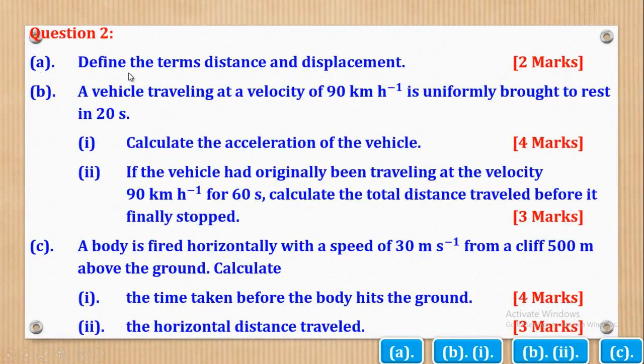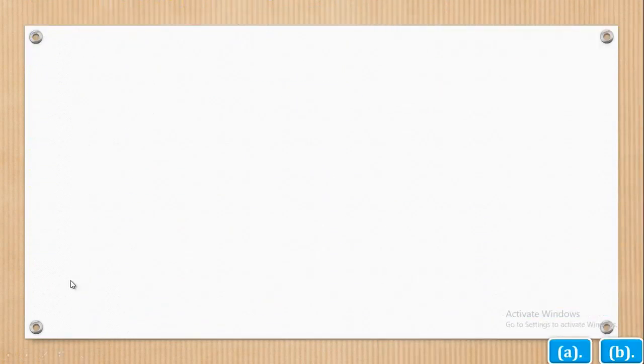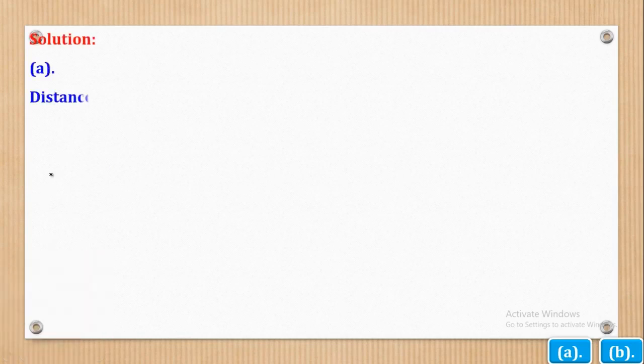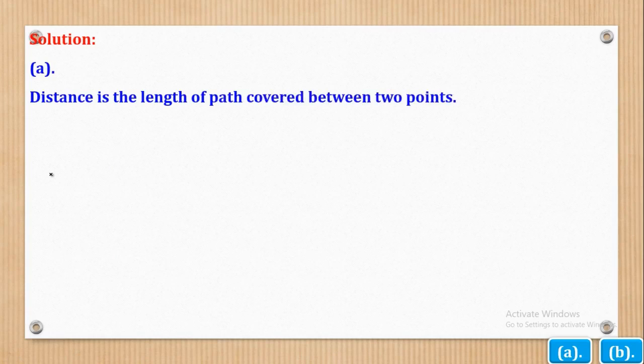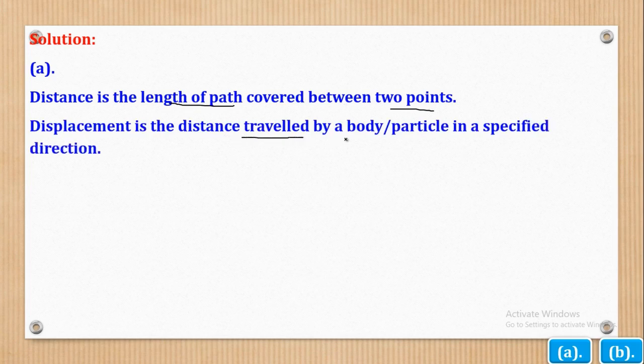Question 2 part A says define the terms distance and displacement. Distance is the length of path covered between 2 points. What about displacement? Displacement is the distance traveled by a body or particle in a specified direction. Now we shall go to part B.